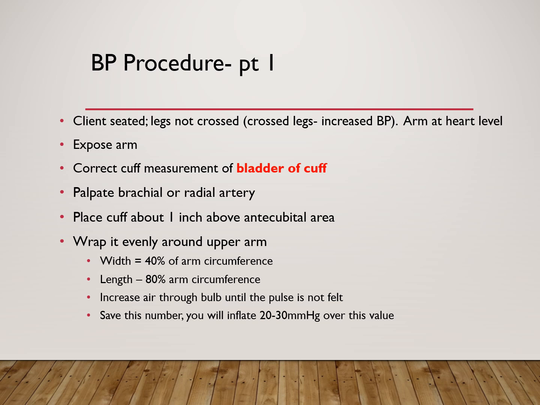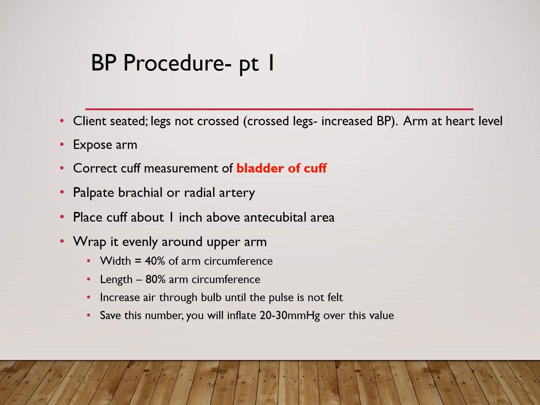So be sure that when you wrap it, it's evenly around the arm. But you would have wanted to measure that cuff prior to putting it on the patient. The width of the bladder of the cuff should be 40% of the arm circumference, and the length of the bladder of the cuff should be 80% of the arm circumference. Think about what you're trying to do.